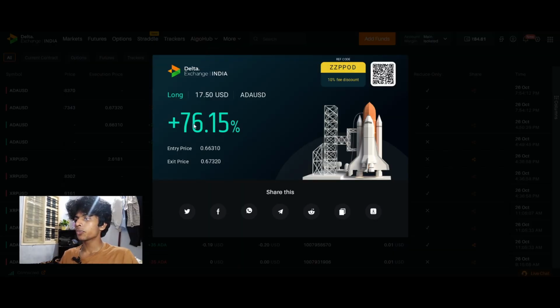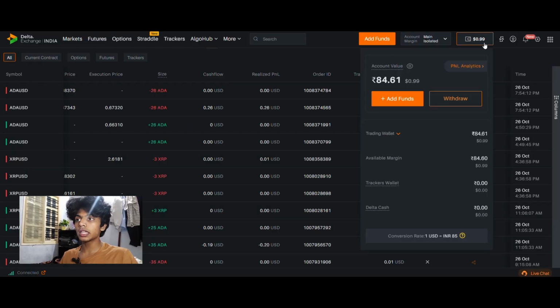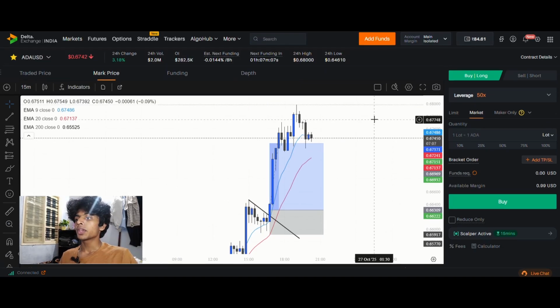As you can see, we made 76.15%. So on the day, we are still in profit. Even though it is a small amount, it is 2 rupees. We are still in profit. That is a good thing. As you can see, the account is back at 84 rupees.